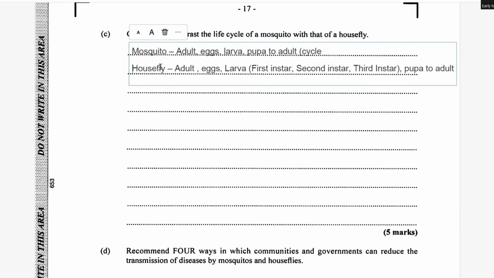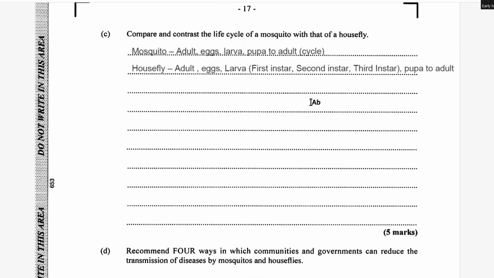The mosquito, the straight steps: the adult lays eggs, the eggs develop into larva, the larva become pupa, pupa turn into adult. You know this is this cycle. For the housefly, we know the adult lays eggs. We have the larva, but the larva stage is broken up into three: first instar, second instar, third instar. The third instar larva develops into the pupa. The pupa goes back to the adult, right?